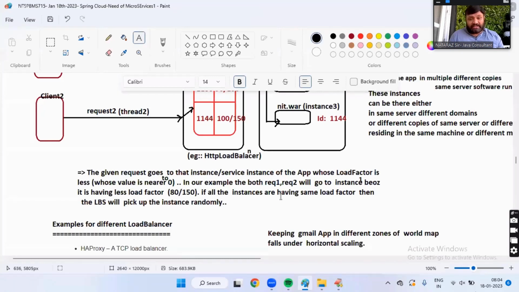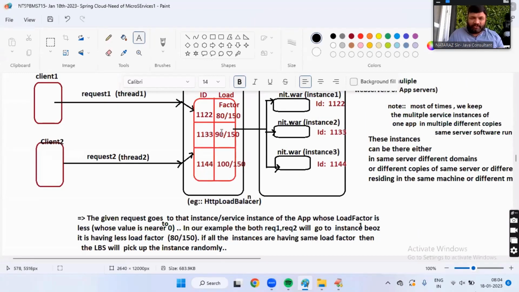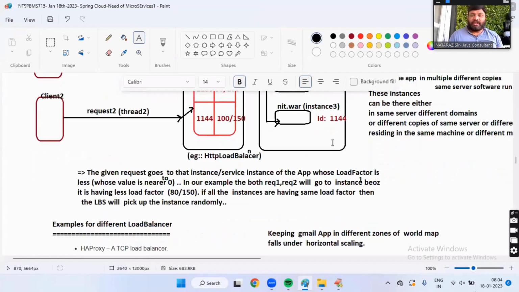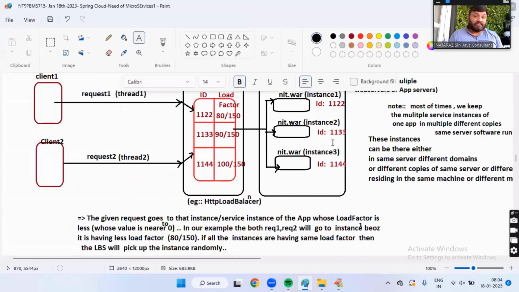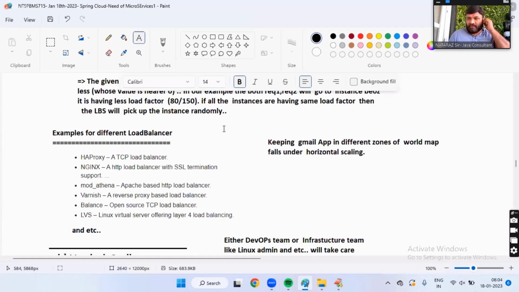If all instances have the same load factor, then the LBS will pick an instance randomly. Here also 80 by 150, here also 80 by 150, here also 80 by 150. Then it will pick randomly, boss. The LBS won't take much chance, because all have the same load factor now. Everyone understanding my statement, guys?